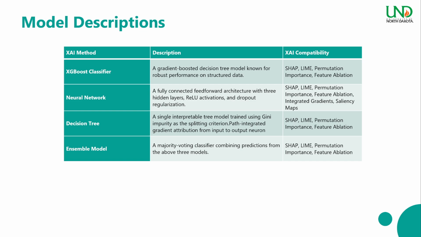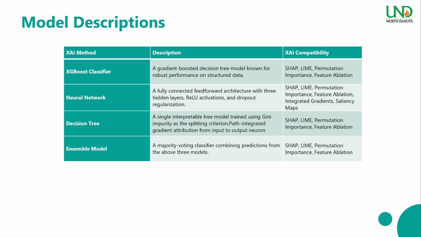So the first model type is XGBoost, which is a gradient-boosted decision tree model. It's especially strong on structured data like what we get from the MEPS. It is often a top performer in the tabular ML tasks, and that holds true with this data set, as we'll see in a minute. The next was the neural network. This is just a basic feed-forward architecture with 3 hidden layers using ReLU activation and then dropout for regularization.